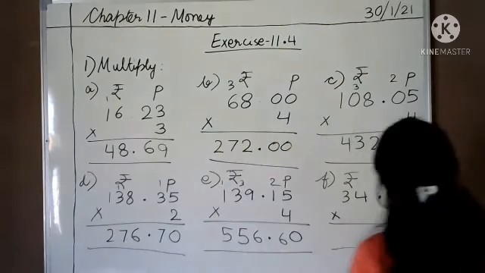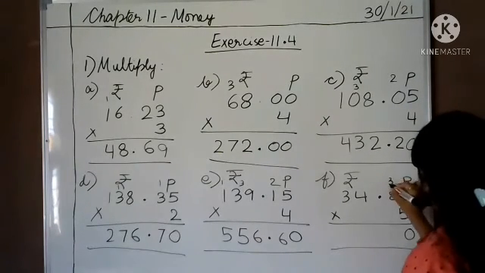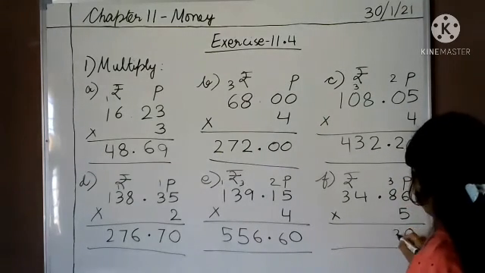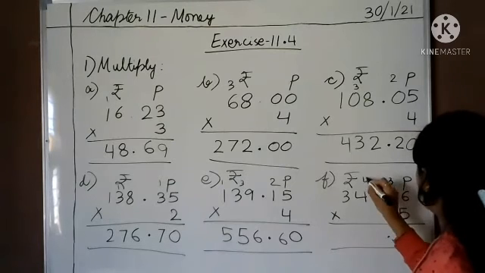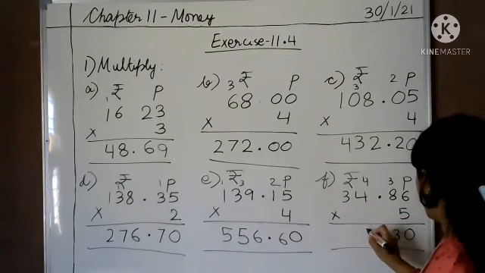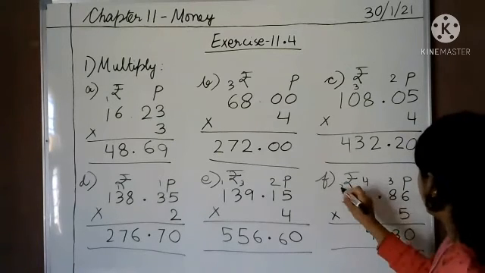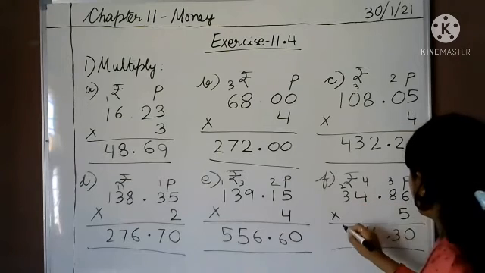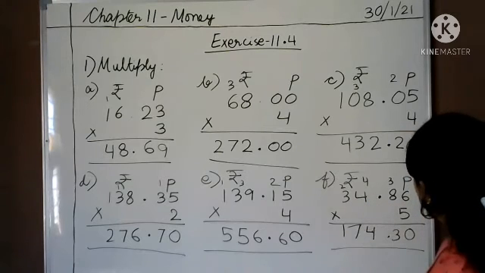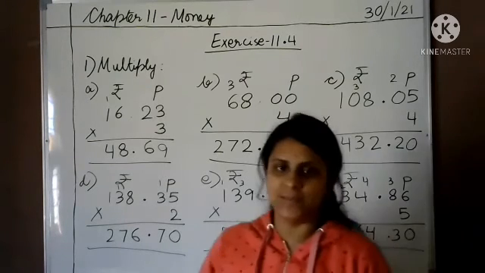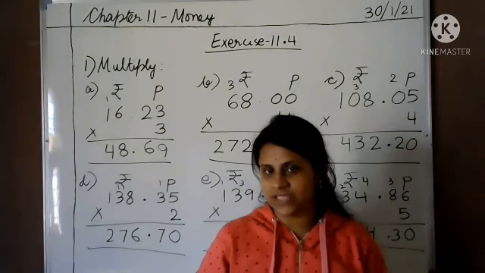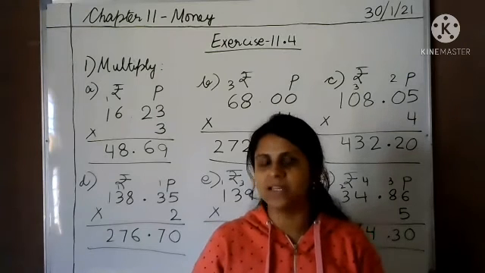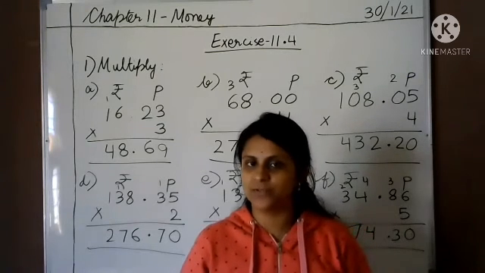Now 5 sixes are 30, 0 carry 3, 5 eights are 40 and 3, 43 carry 4, 5 fours are 20 and 4, 24, 4 carry 2, 5 threes are 15 and 2, 17. So 174 rupees 30 paise. So we have completed question number 1 based on multiplication. Now let us solve question number 2.